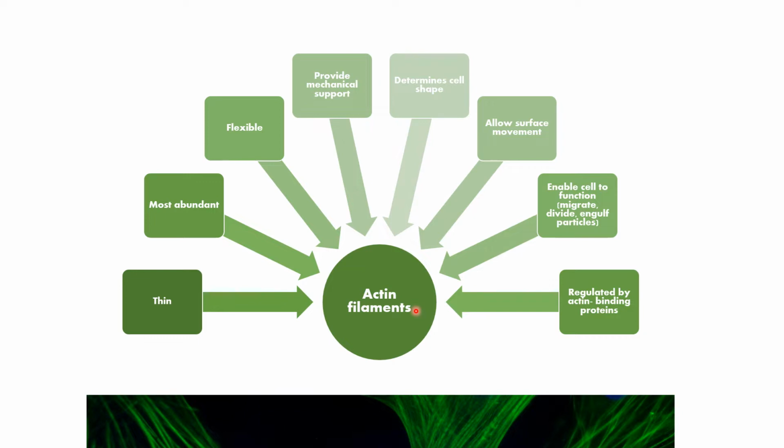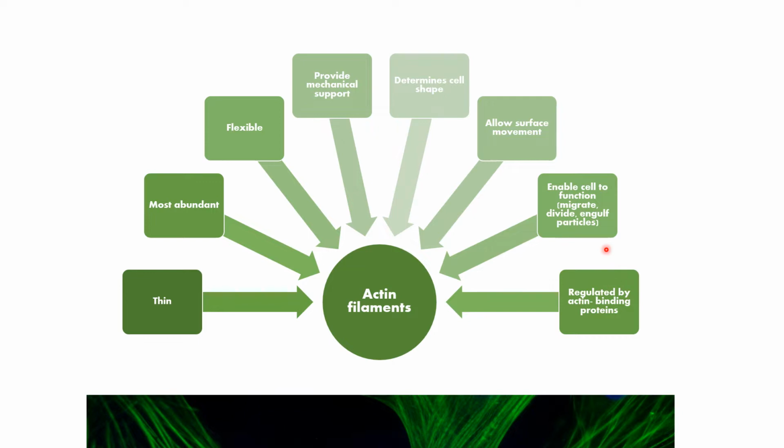It's regulated by actin binding proteins, which are responsible for the assembly and disassembly of actin filaments, cross-linking into bundles and networks, as we will cover later on, and the association with other cell structures. So these are the main characteristics or features of the actin filaments.